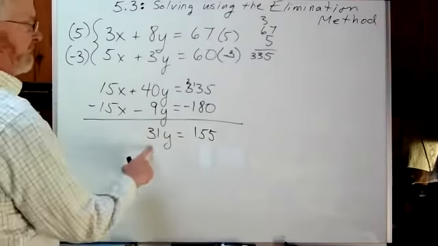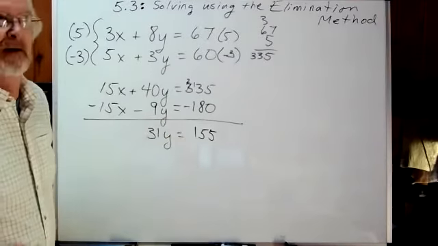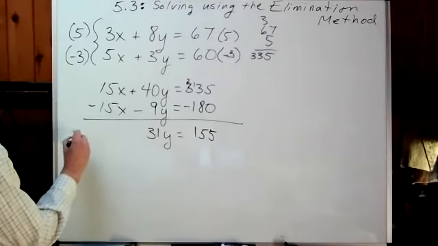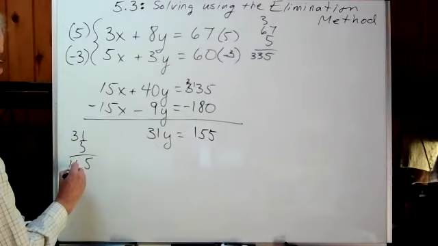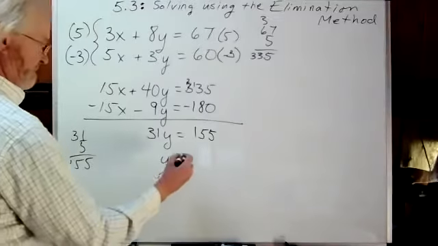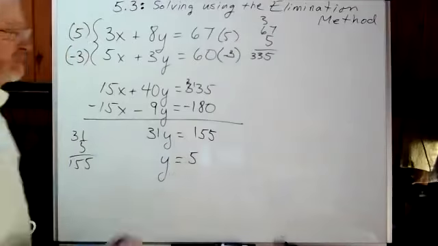What do you think? How many 30s in 150, right? As a ballpark, but 31, I bet it's 5, huh? Yeah. Dividing by the 31, you get to use your calculator. I get a y value of 5.